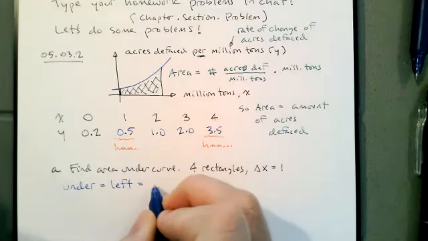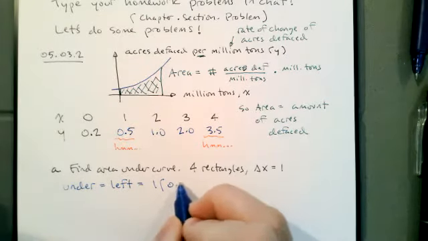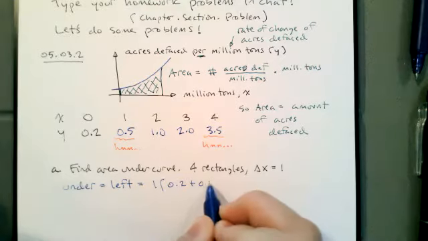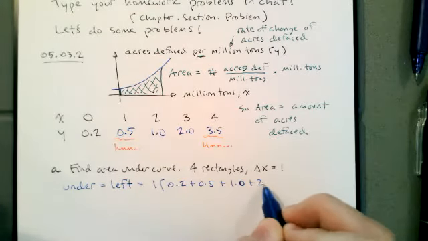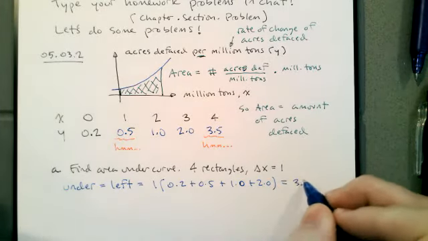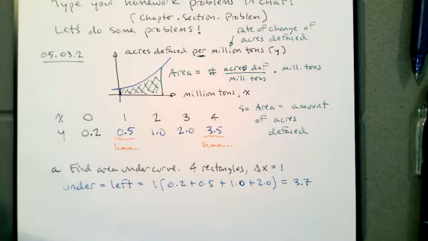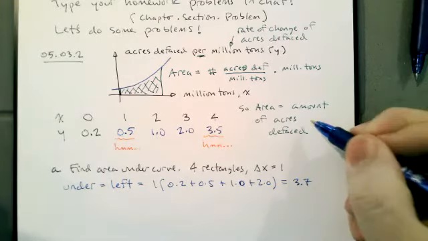Our delta x is 1, and our left endpoints are 0.2, 0.5, 1, and 2. So we got 2, 3.7, 7.2. So our left endpoints are going to be telling us 3.7, and the units will be acres.